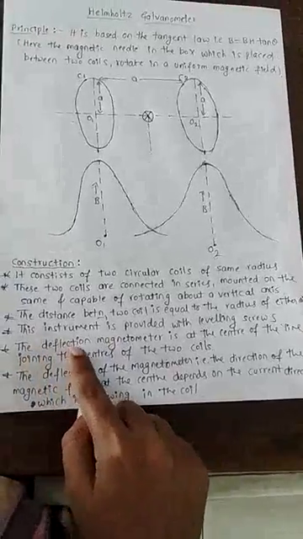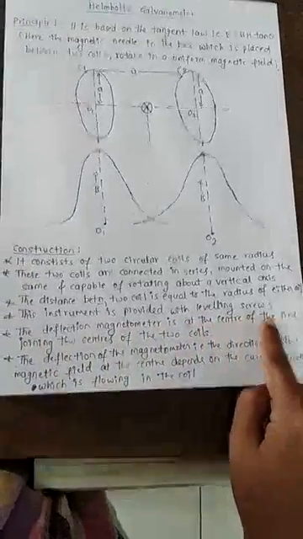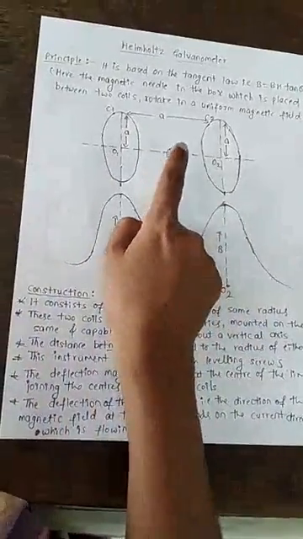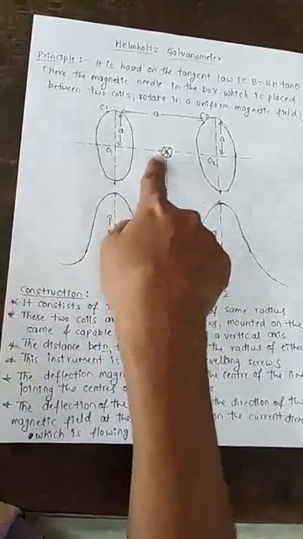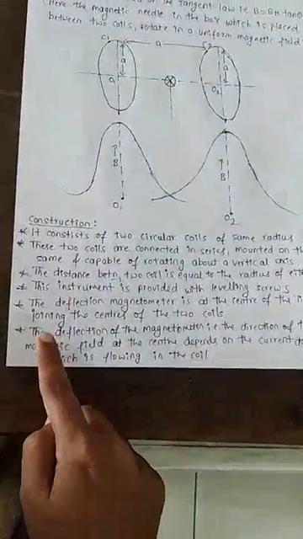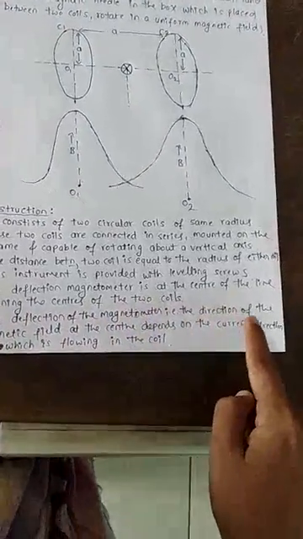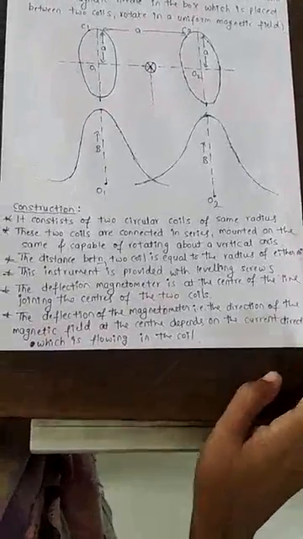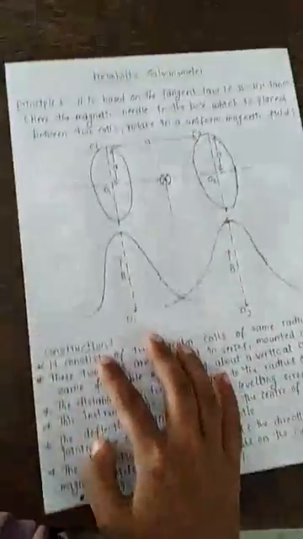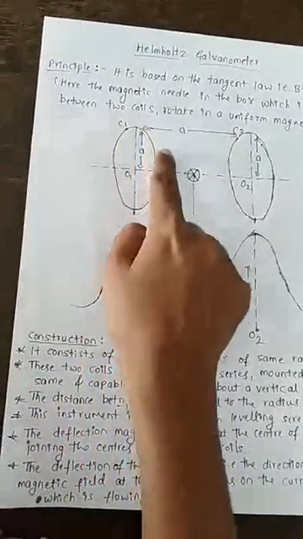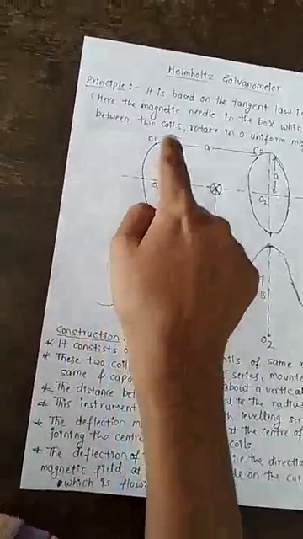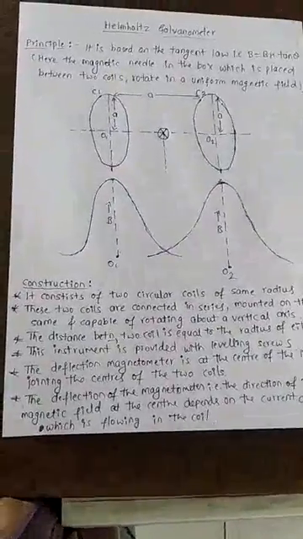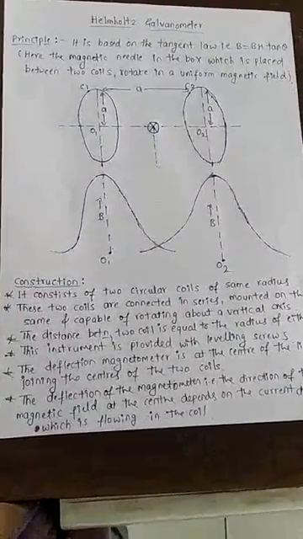And the next point: the deflection magnetometer is at the center of the line joining the centers of the two coils. So at the center of those two, the magnetic needle is fixed. And the last one: the deflection of the magnetometer, that is, the direction of the magnetic field at the center, depends on the direction of the current flowing in the coil. So this is the construction of the Helmholtz galvanometer.